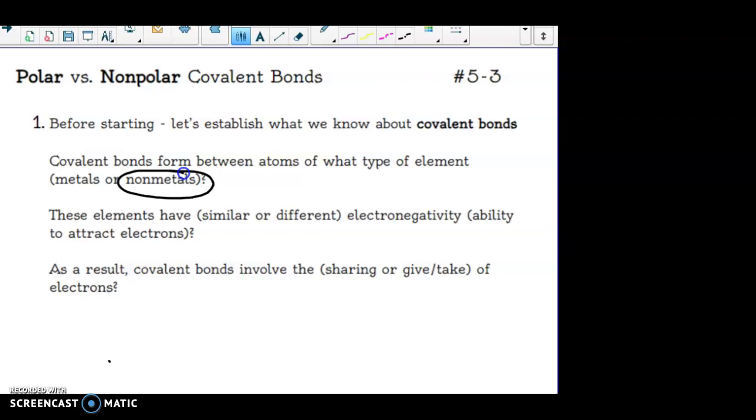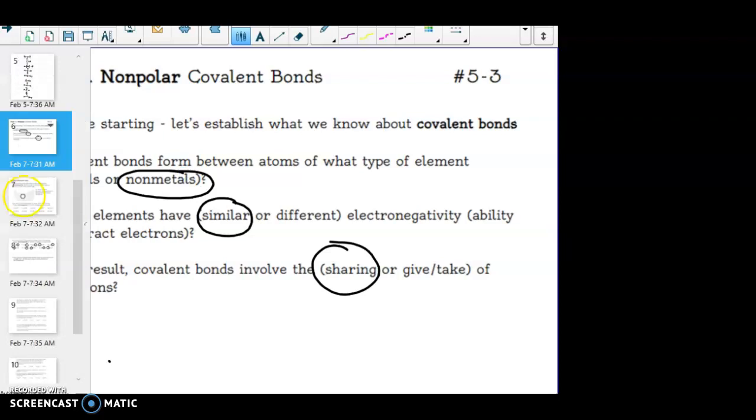So maybe you don't remember this, maybe it's been a little bit, but because they are nonmetals, in a similar part of the periodic table, it's reasonable for us to think that they are going to be similar in electronegativity. Now, similar does not mean exactly the same, and we'll look at those differences. But for the most part, they are closer to each other than to metals in their electronegativity. So, as a result, with similar ability to attract electrons, covalent bonds are going to involve the sharing of the valence electrons in bonds. So, seen this before, baseline definitions talking about covalent bonds.